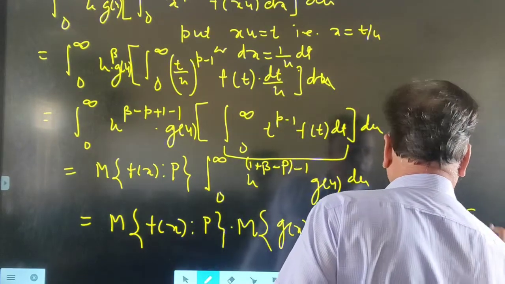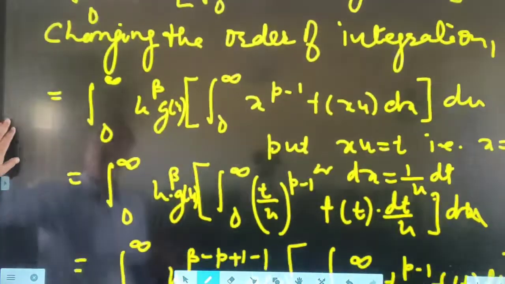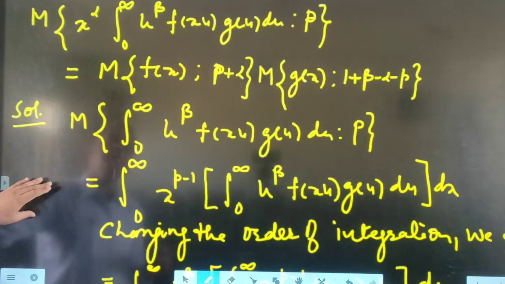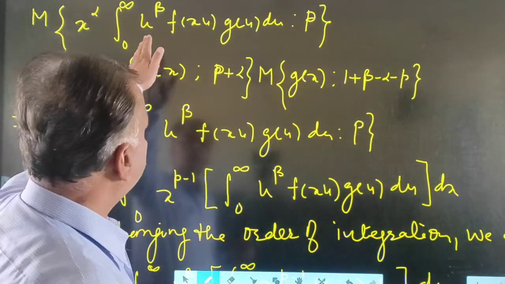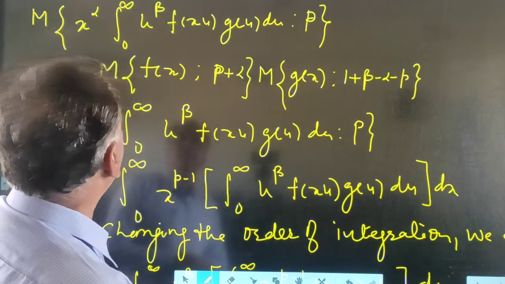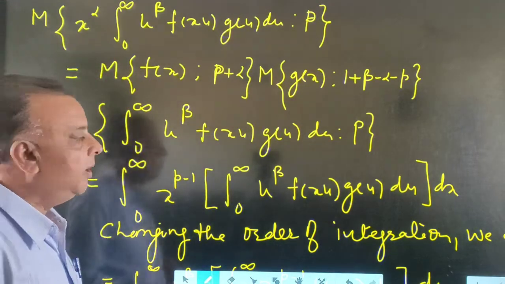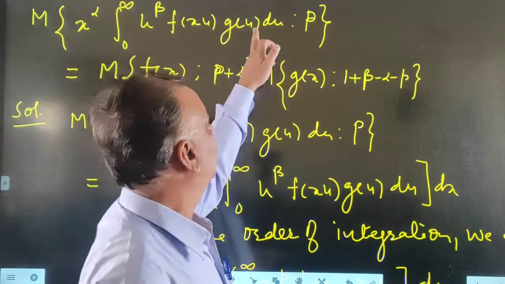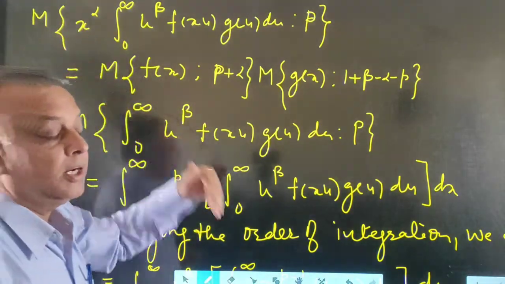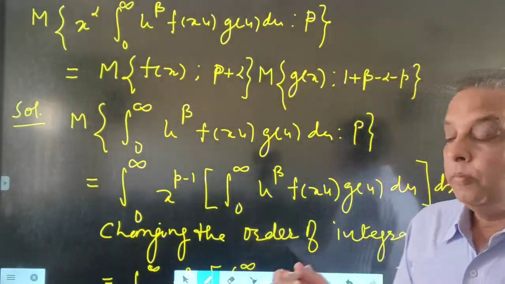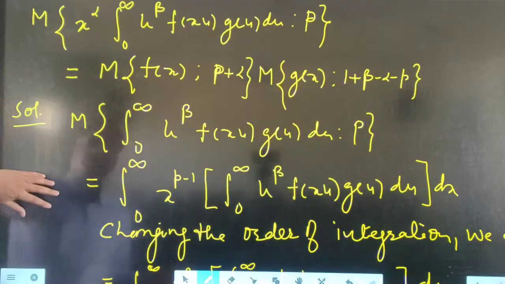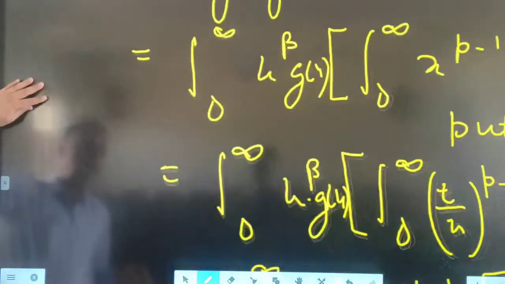This is result number 1. Now we have to prove the Mellin transform of this one. What is the Mellin transform of x raised to alpha times the integral of u raised to beta f(xu) g(u) du? Now we have to find the Mellin transform of multiplying the function by x raised to alpha. So here we use a property of the Mellin transform.